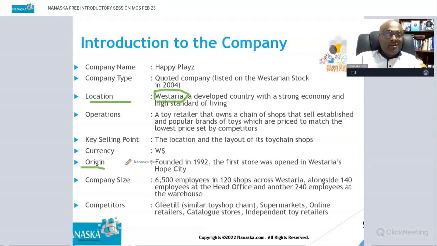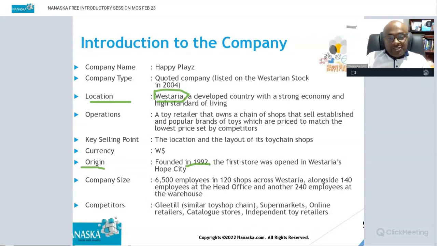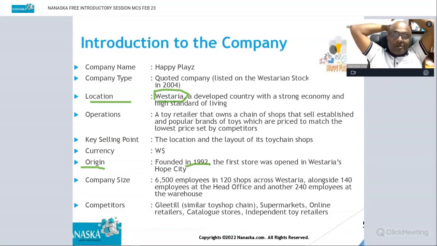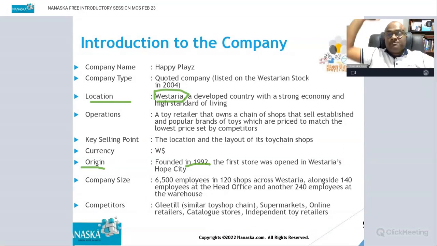Origin, look at the origin. The business was founded in 1992. The first store was opened in West Russia's Hope City. So we started ourselves in 1992. Only in 2004 we became a publicly listed company. 2004 to now, 2022, is 18 years. We have been running our business for 18 years. So I think we should be a fairly successful toy company.